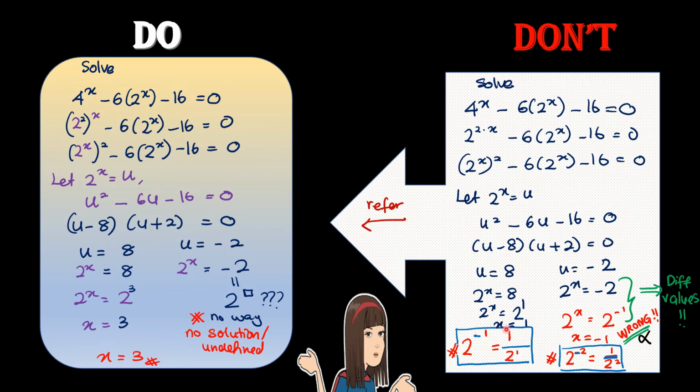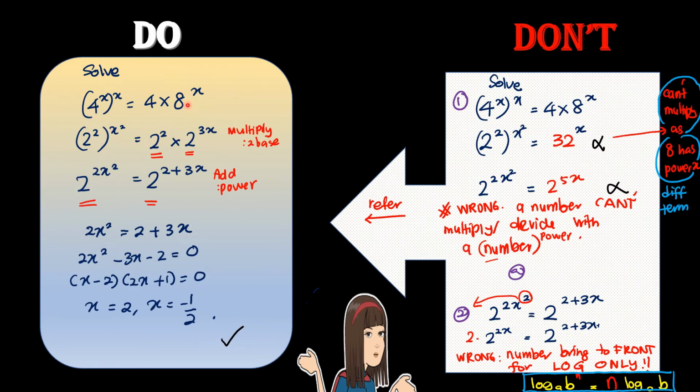Alright, please don't rush to do this, you must check. Alright, let's look at this one. So for solve, you can change the number 4 into 2 power of 2 and 8 into 2 power of 3. Okay, so your left hand side will be here. On your right hand side, what do you have?